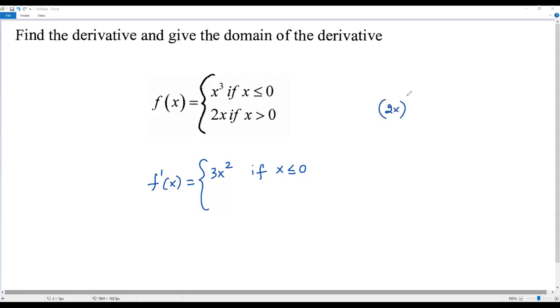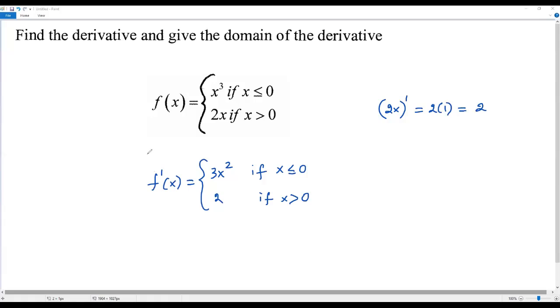To get the derivative of this 2x, here actually 2 is a constant multiplied by the variable. When I find a derivative, if there is a constant multiplied by the variable, I have to keep the constant as it is. So let me keep the constant 2 as it is. I have to get the derivative of this x with respect to x. Because it's a function of x, I have to find the derivative with respect to x. So the derivative of x with respect to x is just 1. So 2 times 1 is 2. So the derivative of this second piece 2x is just 2 if x greater than 0.